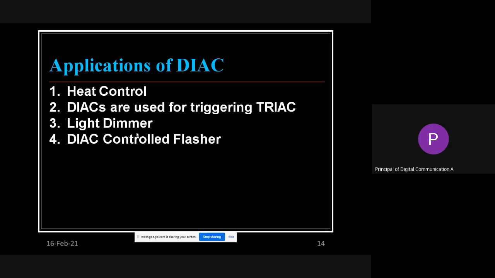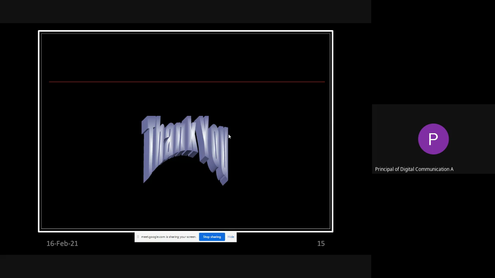Where AC applications are there, these diacs and triacs are mostly used in fan speed regulators and all that. Nowadays they are also used in IoT, such as automatic light dimmers. So there also these diacs and triacs are used. How they are used, you can search on Google, take an interest, and try to build small projects under your HMP. So this is about the first unit.